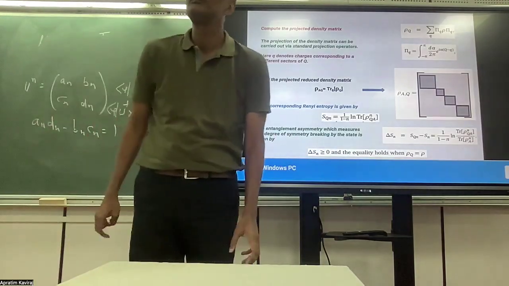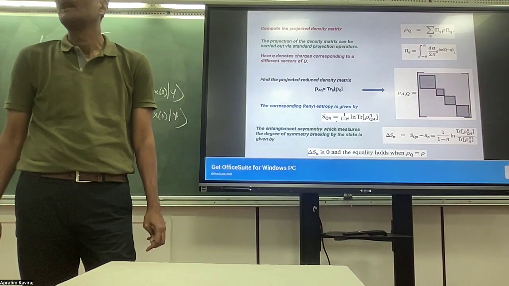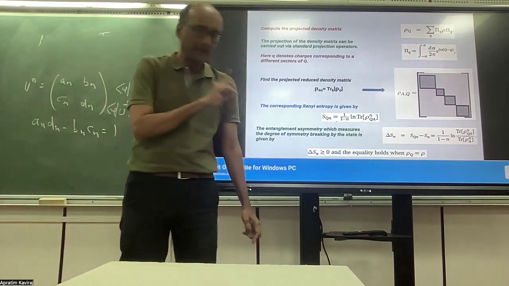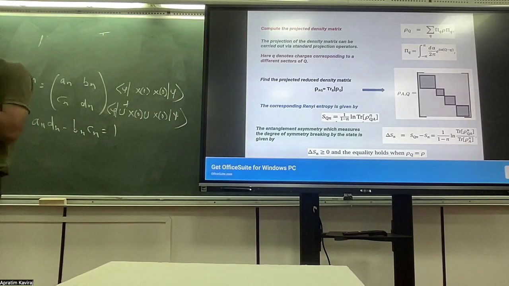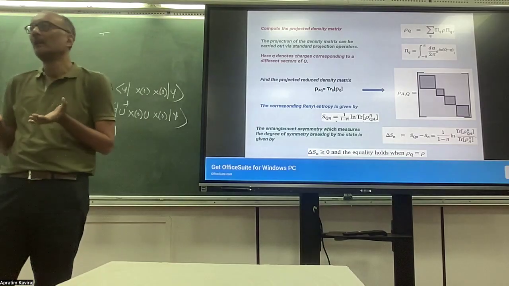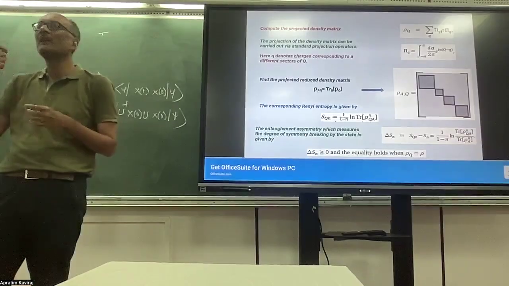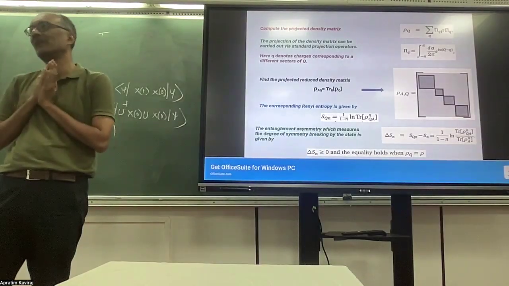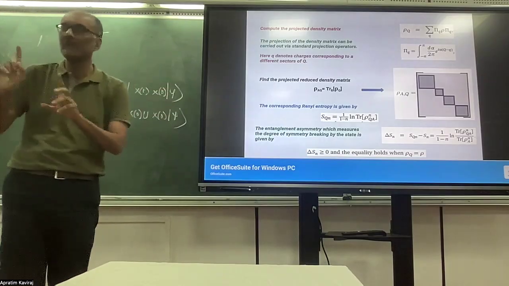How is it different from starting from some state? No. Let me just, sorry, I should have clarified that. The idea is not to know the starting state. The idea is that suppose you have a starting state and you want to quantify the degree of symmetry breaking of that state. And that's where this entanglement asymmetry comes in. Let me just get into that.